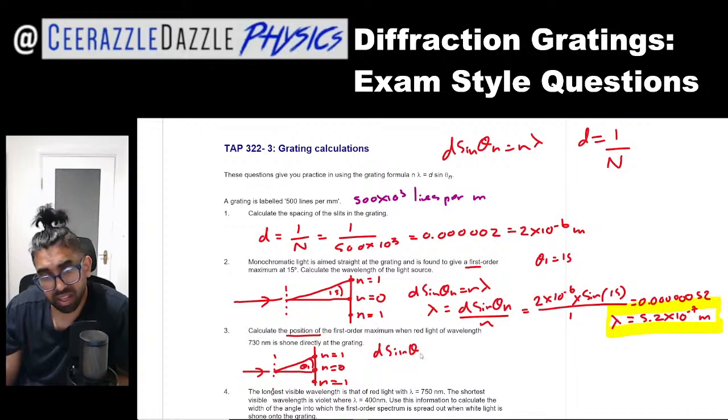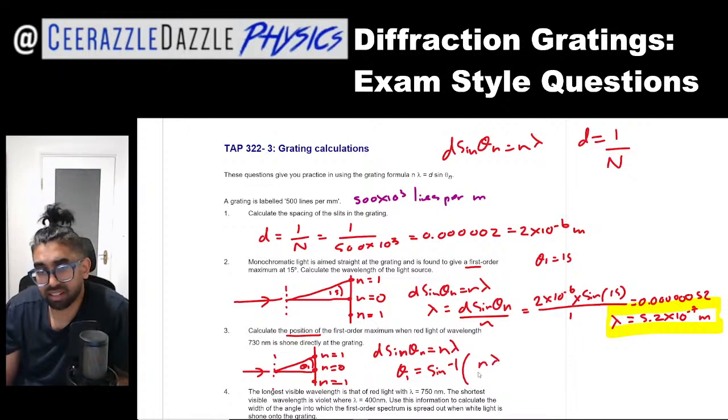So d sine of the angle theta n is equal to n lambda. Oh, can't spell sine. Right, so therefore, plug in the values. Theta 1, the angle at which the first order is seen, is equal to sine inverse, open bracket, n lambda divided by d, in this case.